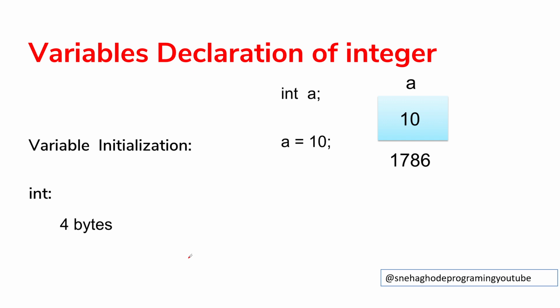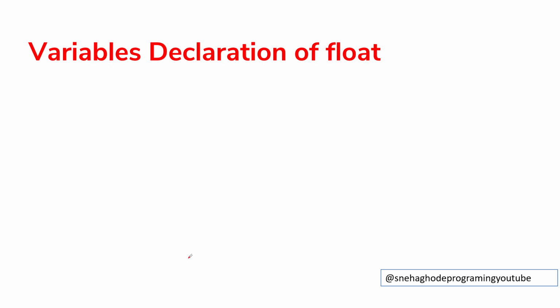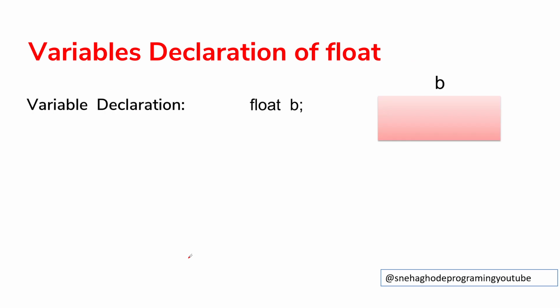How much memory is going to be occupied by this memory location a? That is 4 bytes, and it can take both positive and negative integers. Hope this is also clear for everyone. Then variable declaration of the float. So here float b. How much memory is this location of b going to occupy?